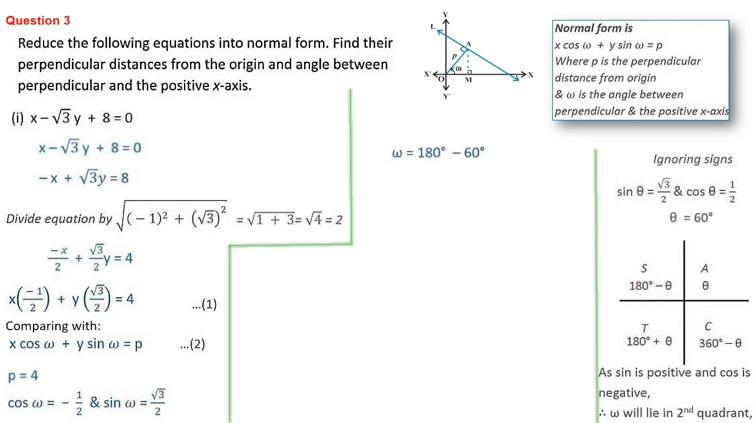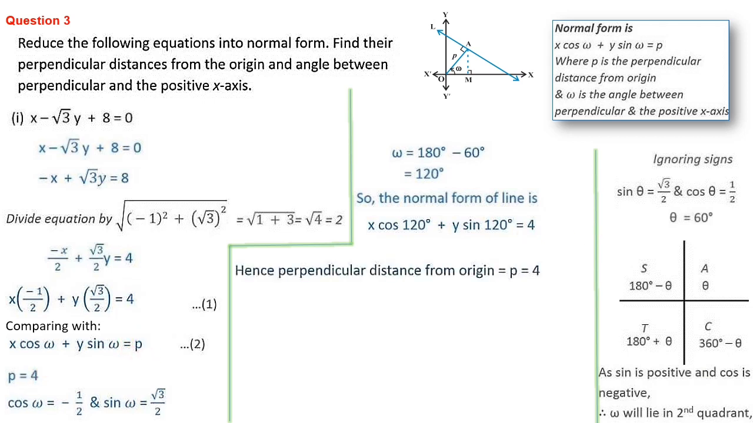So we can find out omega. Omega is equal to 180 minus theta. Theta is 60. So 180 minus 60, that is equal to 120 degree. So omega we have got. So the normal form of the line is x cos 120 plus y sin 120 is equal to p value, we have got here 4. Okay. So the perpendicular distance is 4 here, and the angle between the perpendicular and the positive x-axis is 120 degree. So this is the answer.